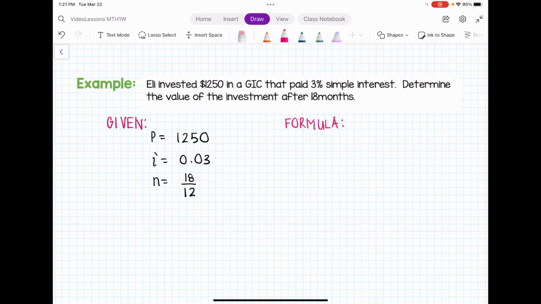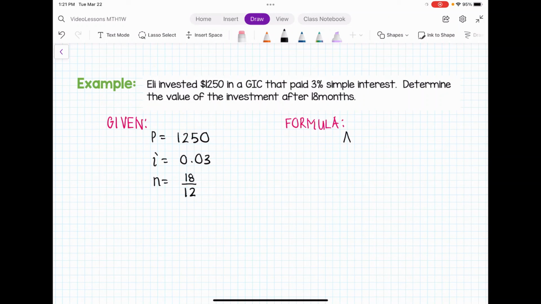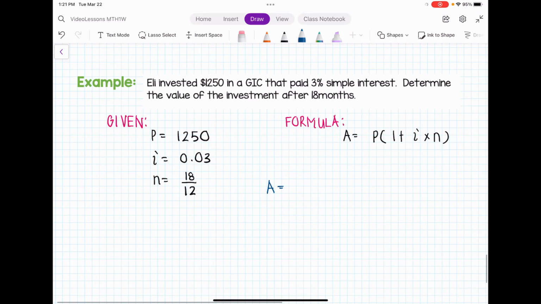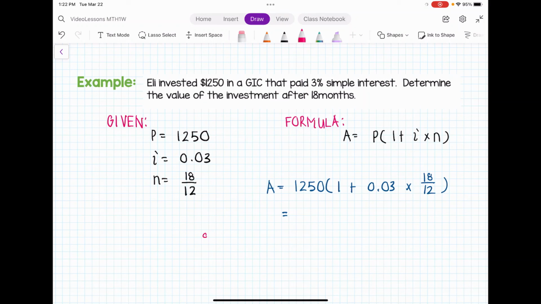And because we want the value of the investment, not the amount of interest earned, we are going to say A equals P, open a bracket, 1 plus I times N. And then we just do our substitution. So that's my principal, that's the number 1, that's my interest, and that is my time period. And then it's just a matter of putting everything in a calculator and getting your answer. Don't forget to give units.